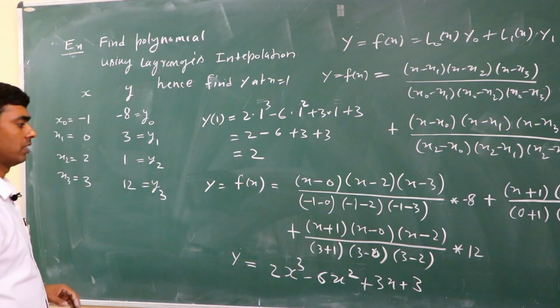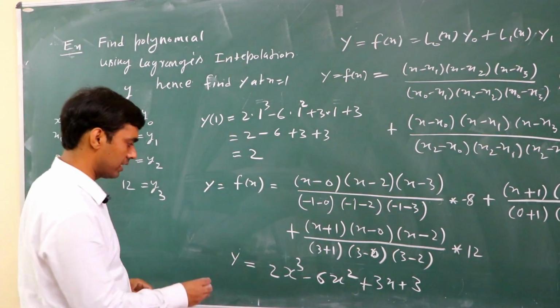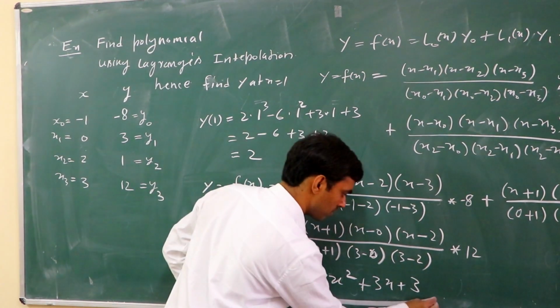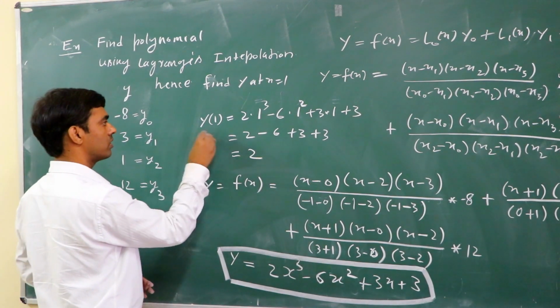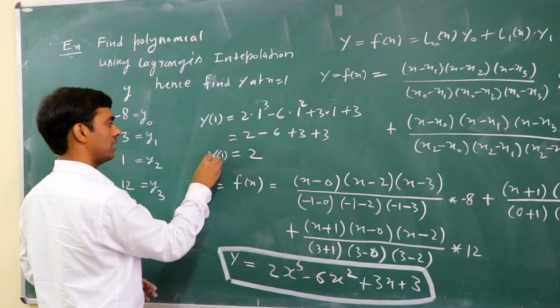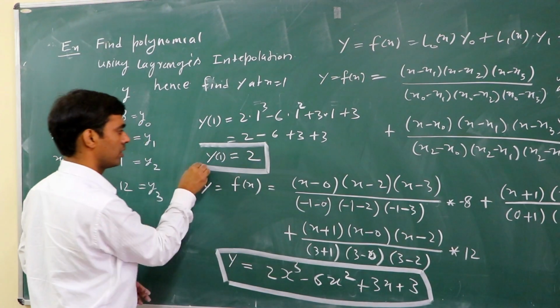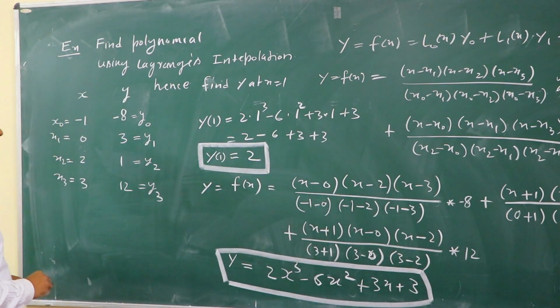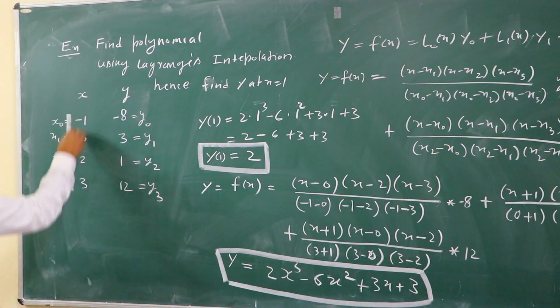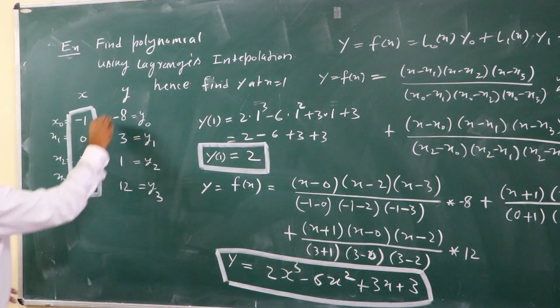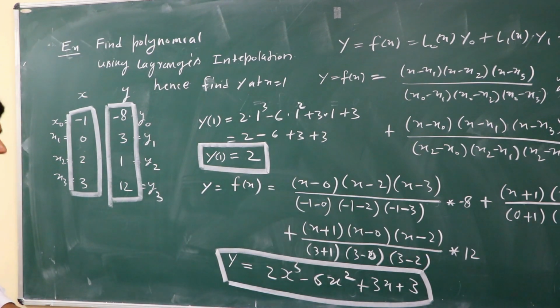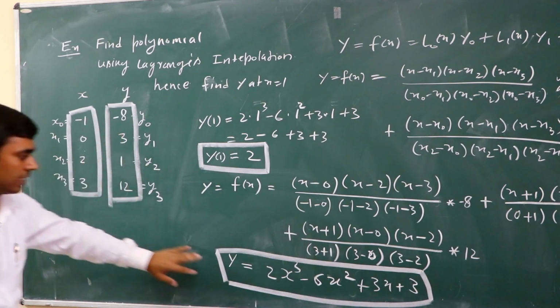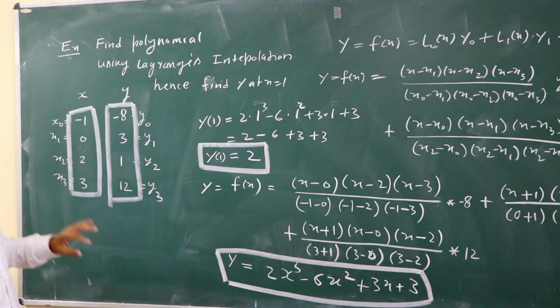So what we conclude here is that this is our polynomial, and this is the value of y at x equal to 1. These are the results. And what is the data? This is the data. This is the value of x and this is the value of y. So there exists a polynomial which satisfies this data.